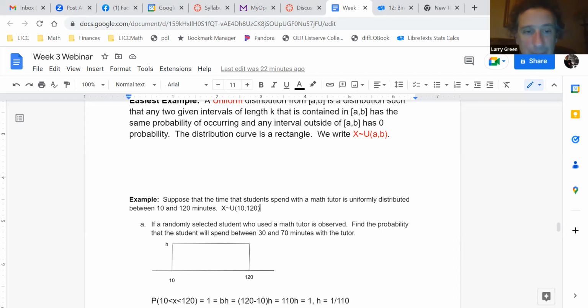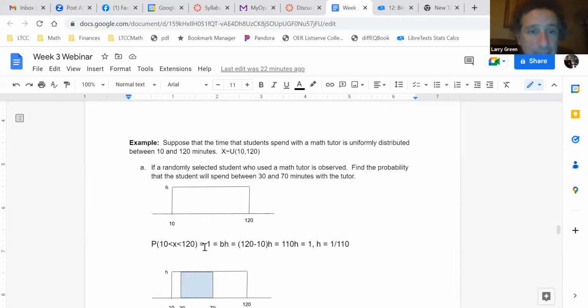Okay, so we can say the probability of being between 10 and 120 is 1. But 1 is the area of this rectangle. The area formula is base times height. You could do length times width. The problem with length times width is L looks like a 1, so I tend to use BH instead of LW. But that's up to you. Do whatever you like. So base times height. The base is the length of this line segment between 10 and 120. To find that length, you do a little subtraction, 120 minus 10.